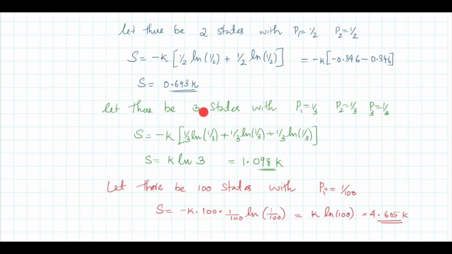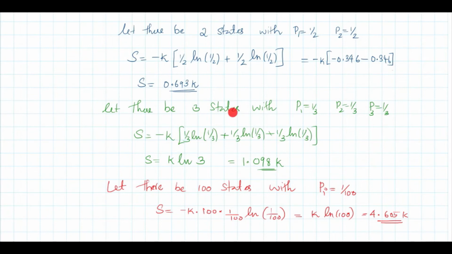If there are 3 states possible for the system with equal probabilities 1 by 3, 1 by 3, 1 by 3, then S is minus K times 1 by 3 log 1 by 3, 3 times. So that will give me K log 3, and it is 1.098 into K. So the entropy increased.